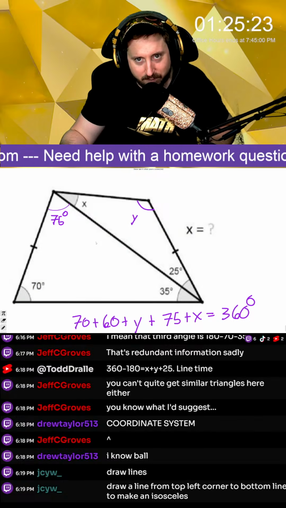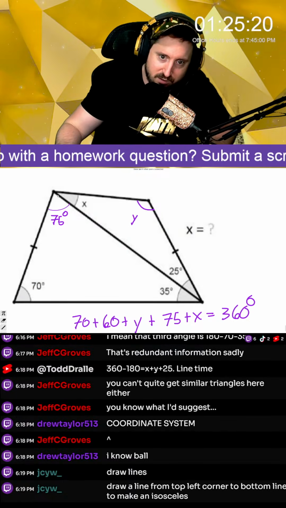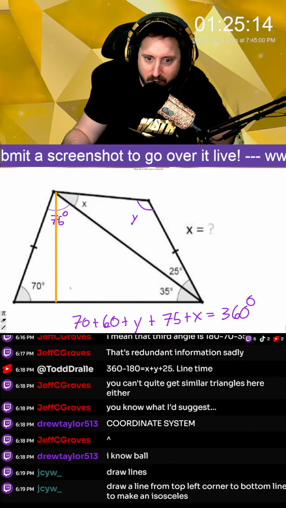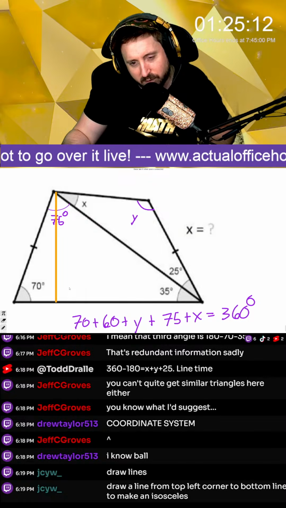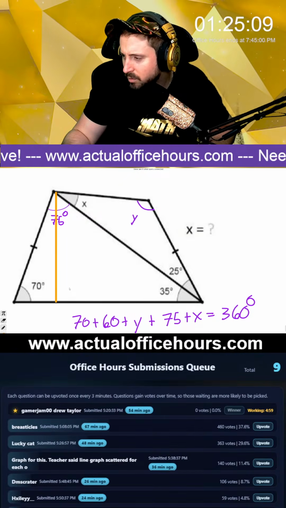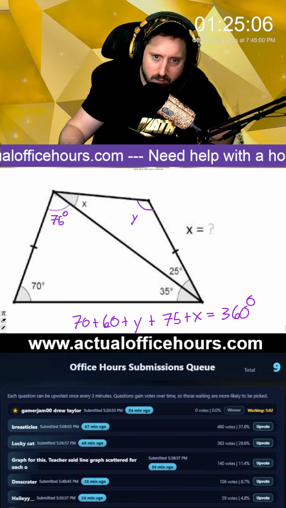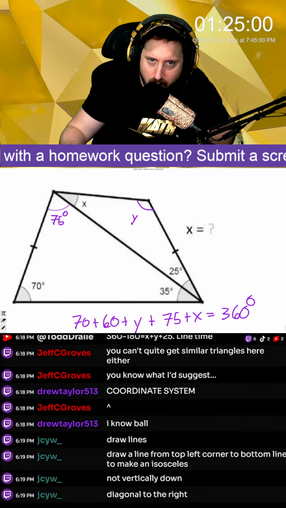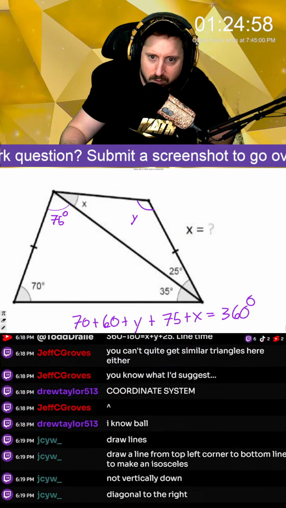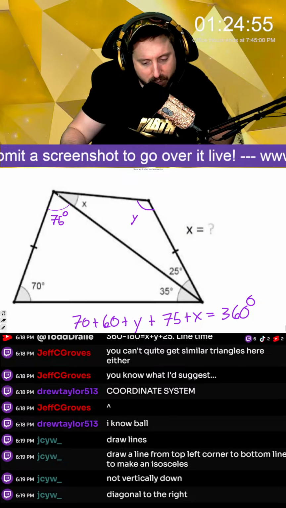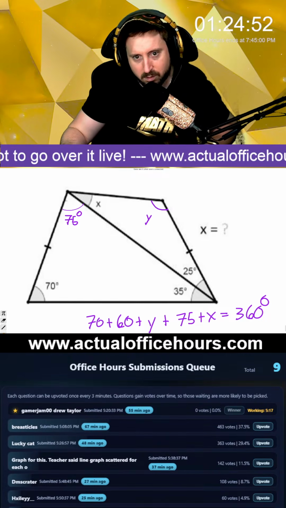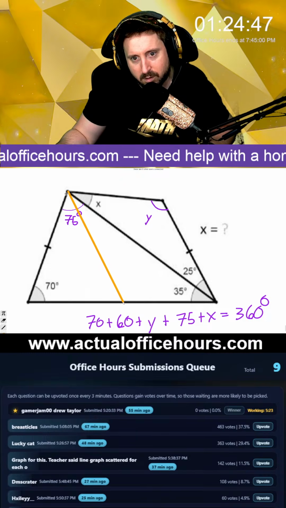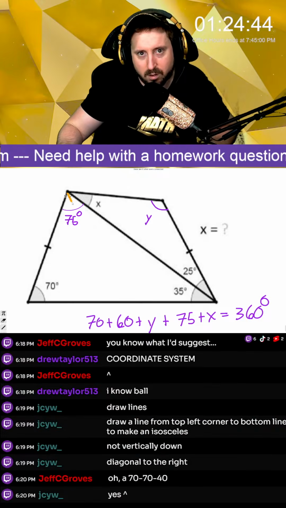Okay, JC says draw a line from the top left corner to the bottom line to make an isosceles. From the top left corner to the bottom line to... Okay, what's isosceles here though? Not vertically down. Okay. Wait, top left corner to bottom line. What, sorry, what's the bottom line? Down and slightly to the right. Oh, like right here? Yeah, something like that. And then make it so that that side is equivalent to the other side.